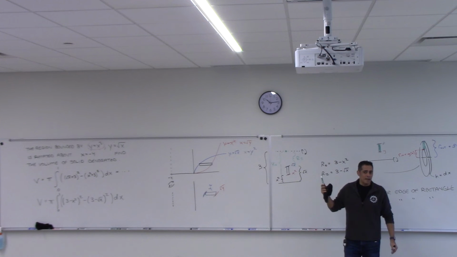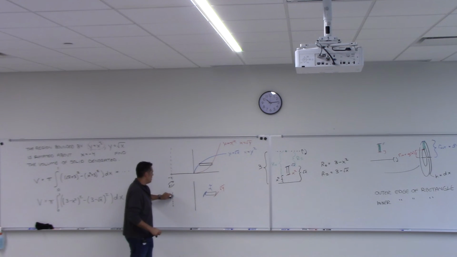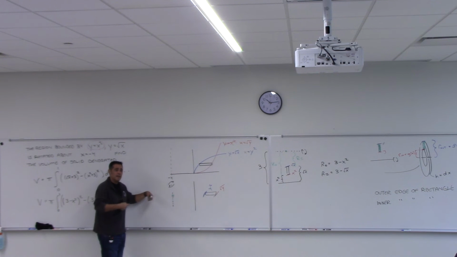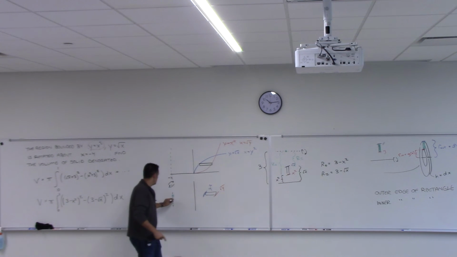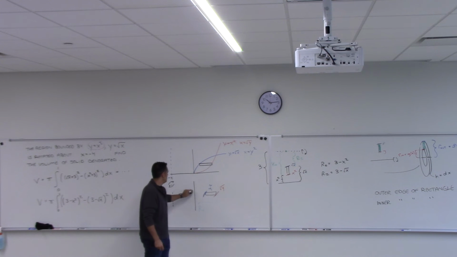Now I go stand on my axis of rotation. And I figure out the distance from me to the outer edge of the rectangle first. So from here all the way over to here, right? That's r out. And the distance from here to here, that's r in.